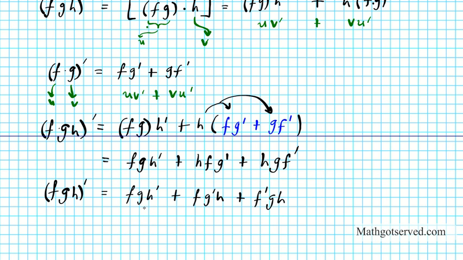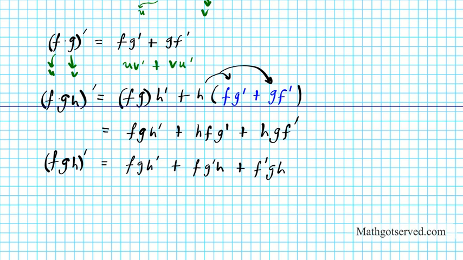Okay, so you see the pattern? All you simply do is differentiate every single function exactly once, and you hold the other functions fixed, and when you differentiate all of them using that pattern and sum them, you end up with the derivative of three functions. Okay, all right. Let's extend it.